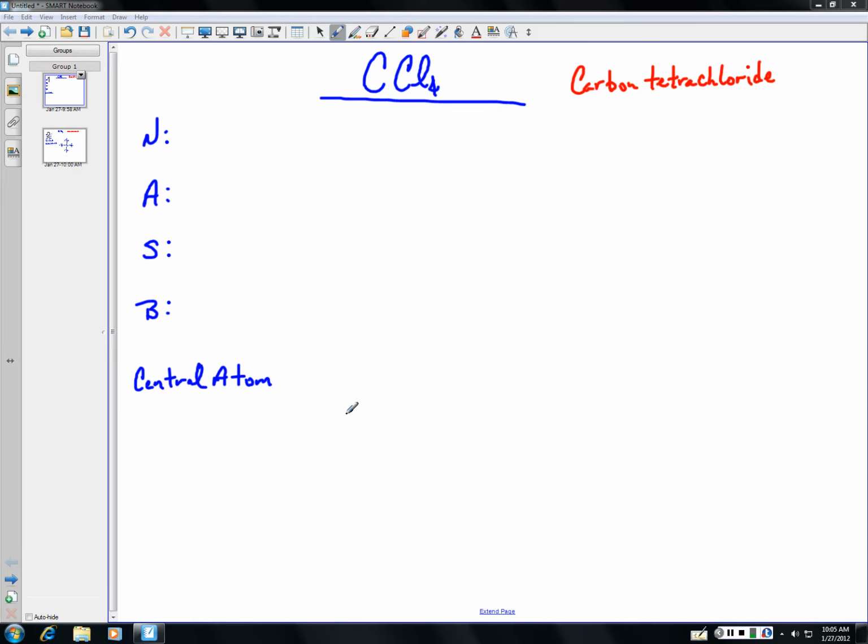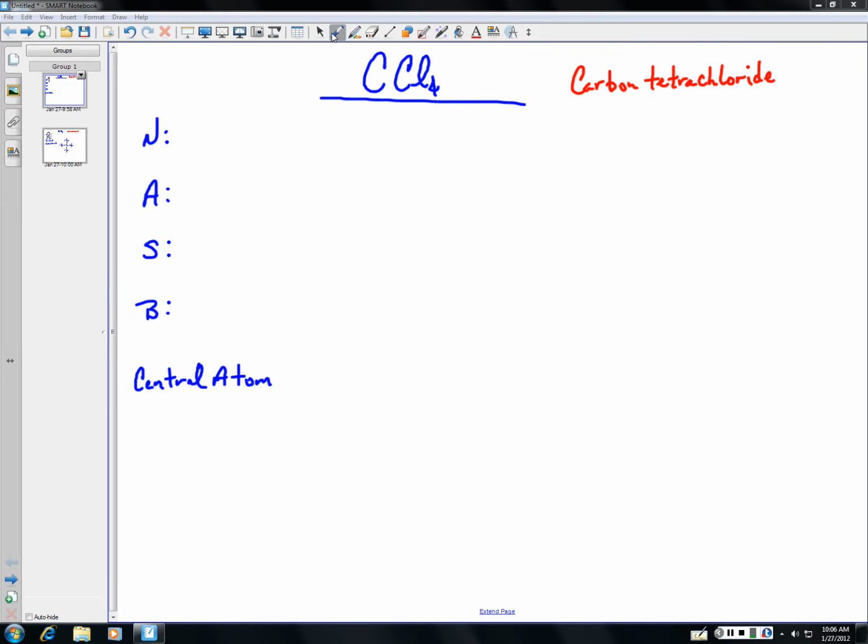All right, so let's think through our steps here. The first step was to work out the NASB numbers for our compound. So we're going to try to do that here. The first step would be to look at that compound and see if any hydrogen is in there, and we say no. So we know that every atom in there, for our purposes, will need 8 electrons to be happy.